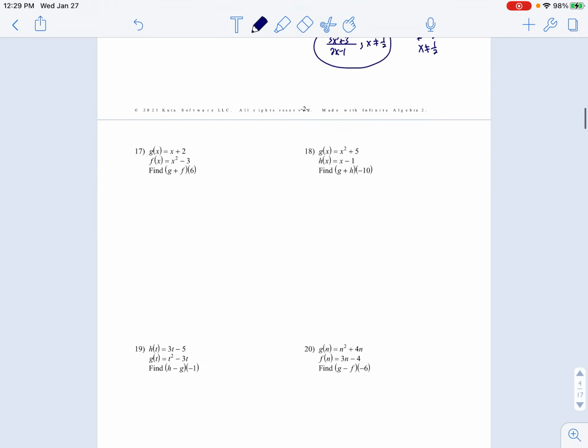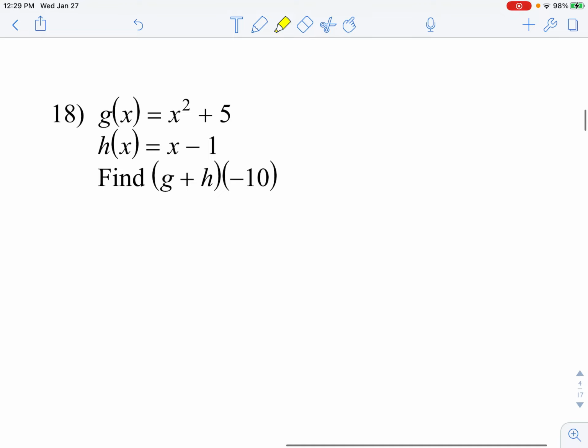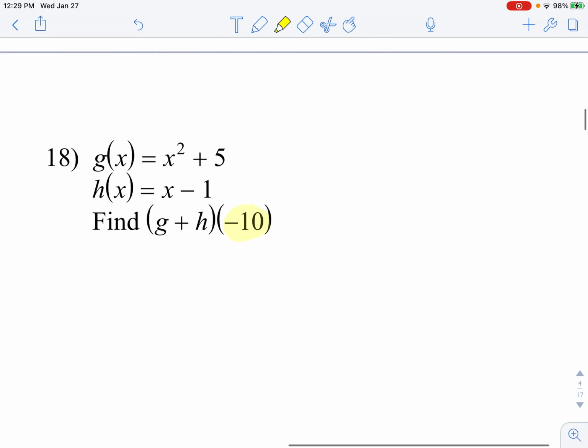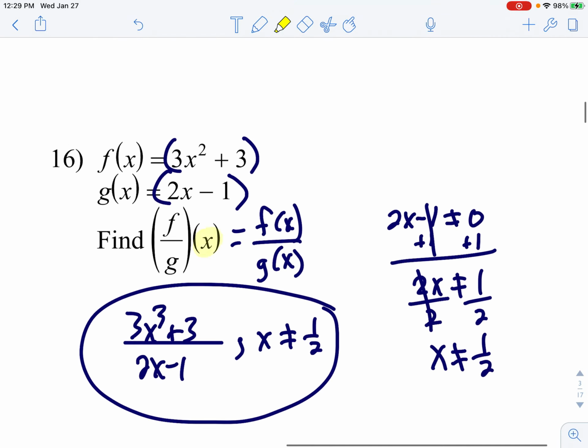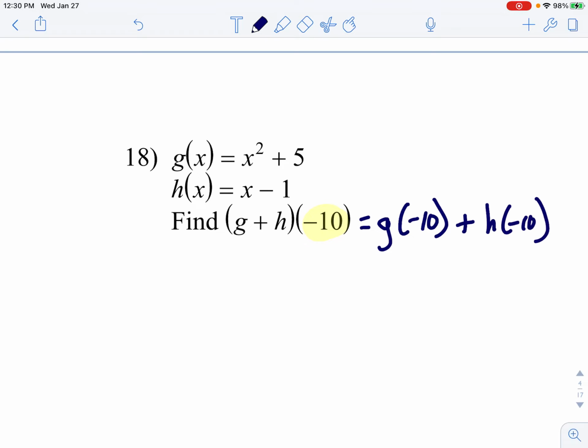Now the rest of this worksheet looks like this. It's very, very similar, except we have a number here instead of a variable. Now what does that mean? G plus h of negative 10. That means g of negative 10 plus h of negative 10. That means you need to plug in a negative 10 to each one of these. So we're actually dealing with numbers.